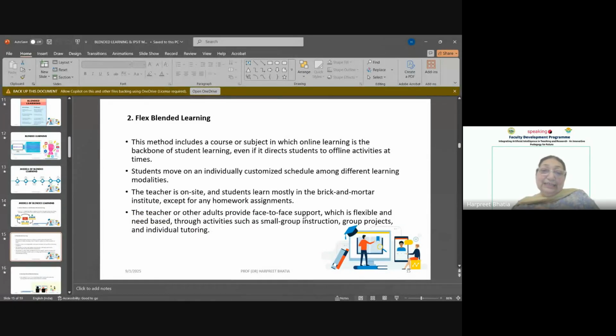Then we have the flex model, in which, as the name suggests, the entire process is flexible. Although online still continues to be the backbone, the time schedules are flexible according to the students. The modality of teaching is flexible according to the student. The teacher is there on site, but the students do their work on their own, depending upon the different activities that the teacher may have planned for that particular class.